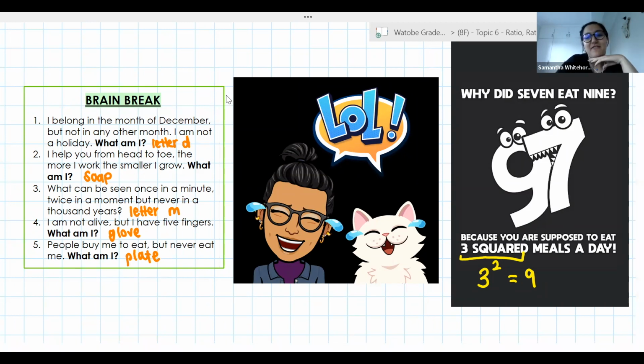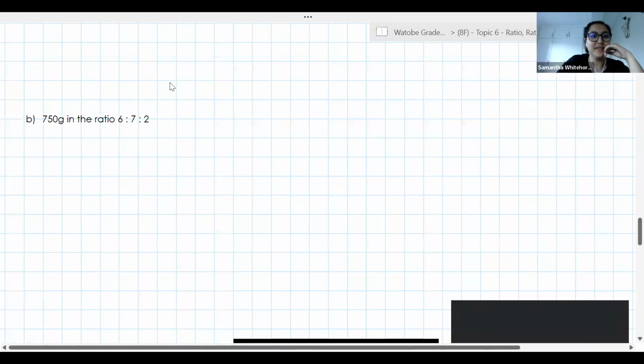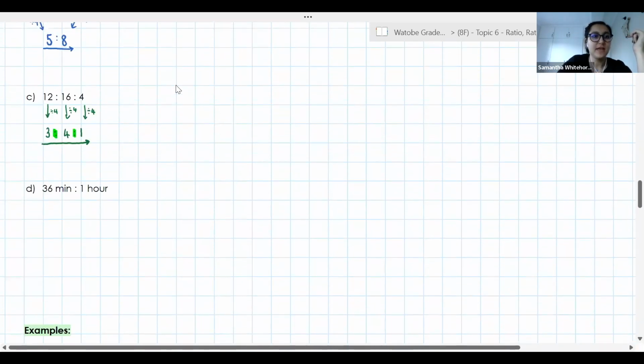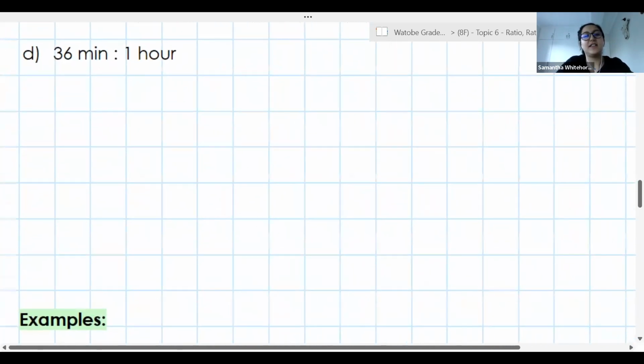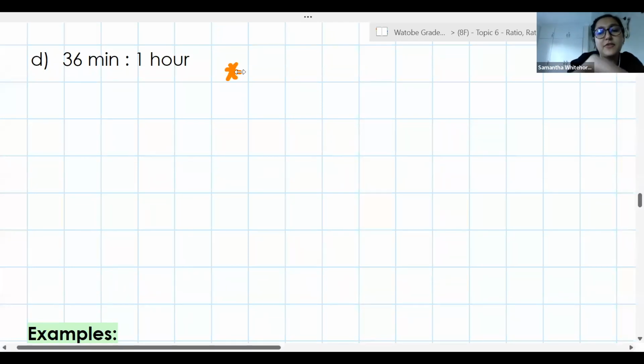Okay, so that was just something fun to take a little break, but we're going to carry on with some ratios now. So we're going to go back to question D eventually, which is this ratio of 36 minutes to 1 hour. Now, what we need to be careful of is that, remember, my definition of ratio was that units must be the same. Excuse my sausage fingers there in the camera, but anyways.